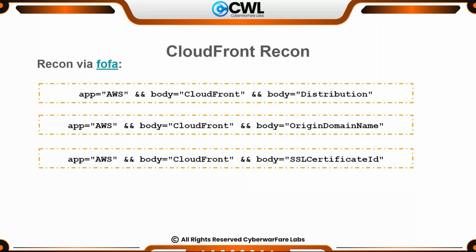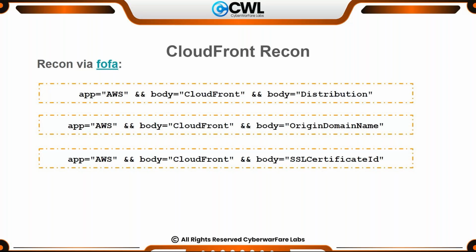So next we have FOFA queries listed here. The first query targets instances or services related to AWS that contain the terms CloudFront and distribution within the body of the HTTP response. So the provided query helps identify resources on endpoints associated with the CloudFront distribution. The second query is to search for the origin domain name, and the last query is to search for some SSL certificate IDs in our searches.